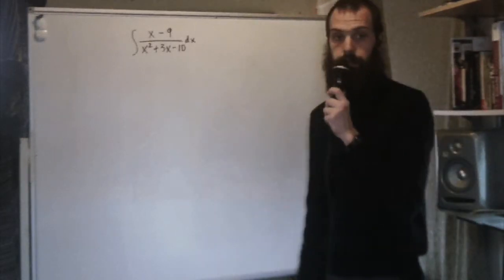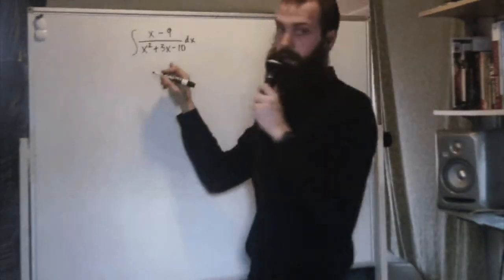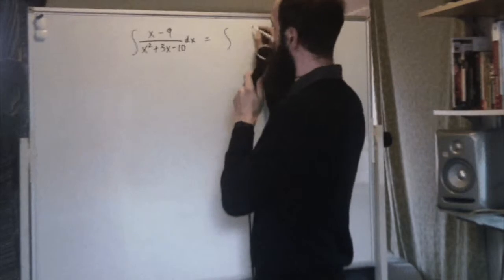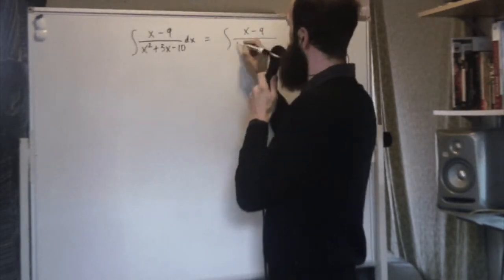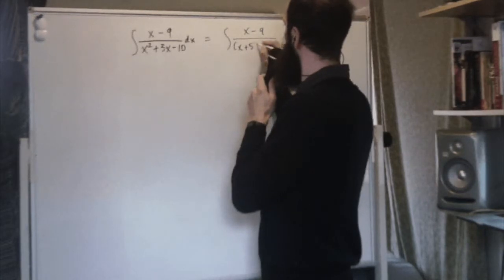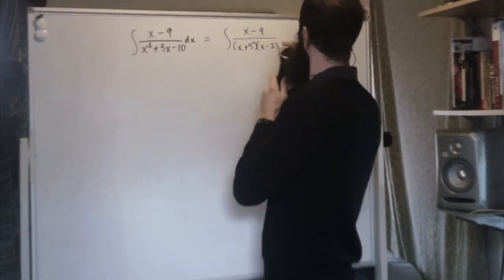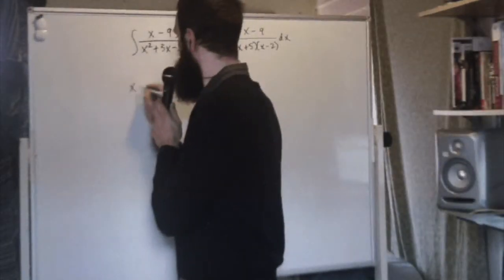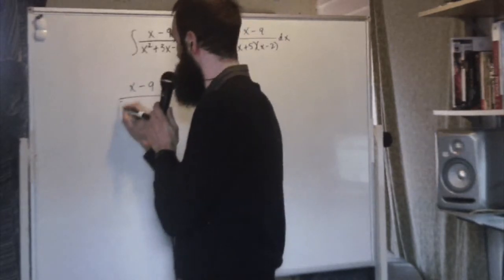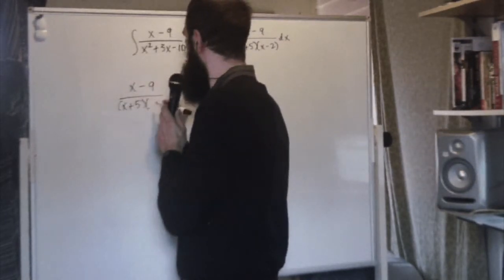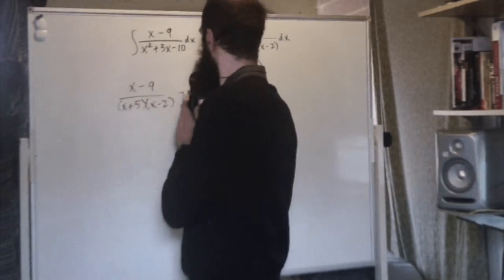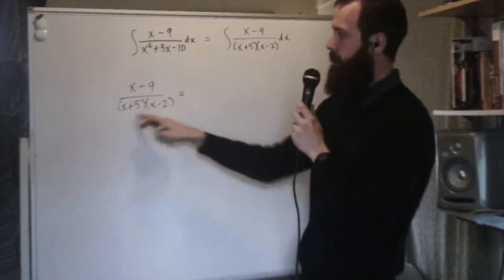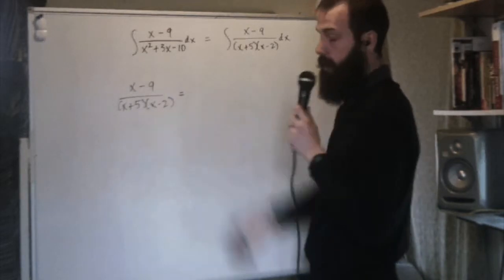So let's take a look at this integral. In order to use partial fraction decomposition, the denominator will have to be factored completely. So in this case, we'll have as our denominator x plus 5 and x minus 2. From here, I'm going to ignore the integral for the time being and just evaluate the fraction. And what we're going to do is decompose this fraction here by splitting up our distinct linear factors, x plus 5 and x minus 2.